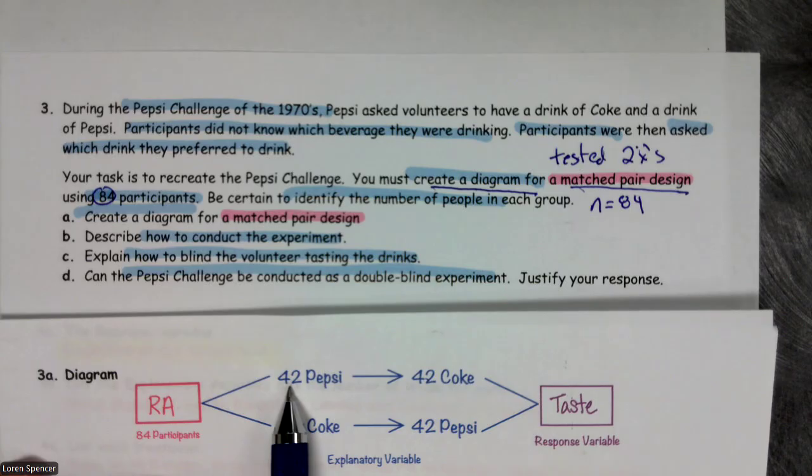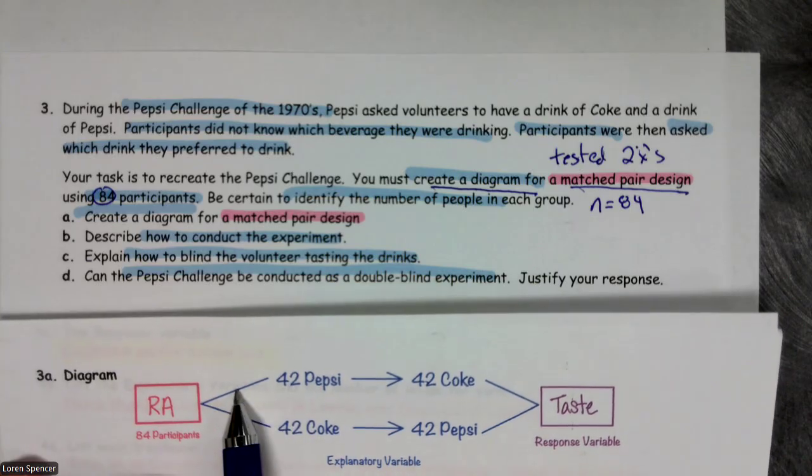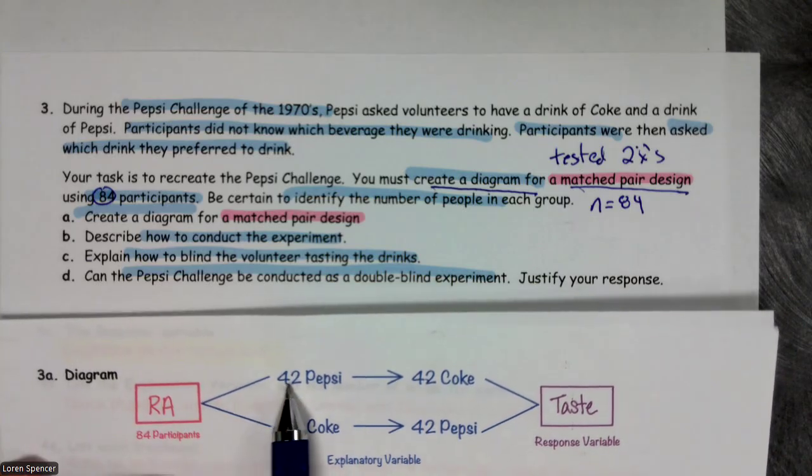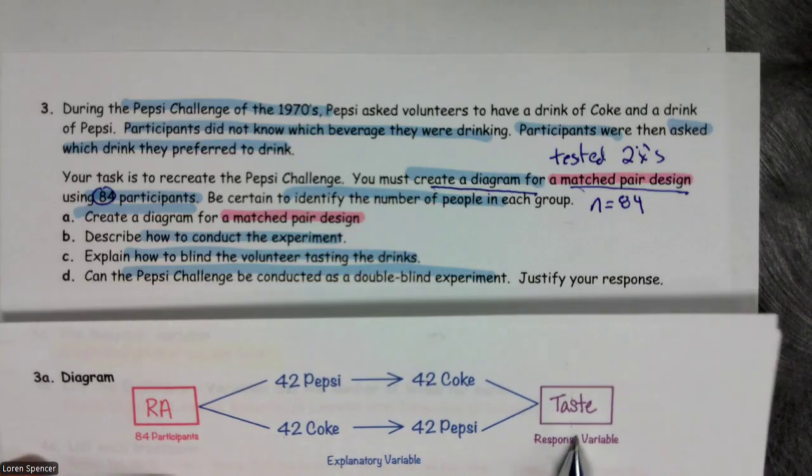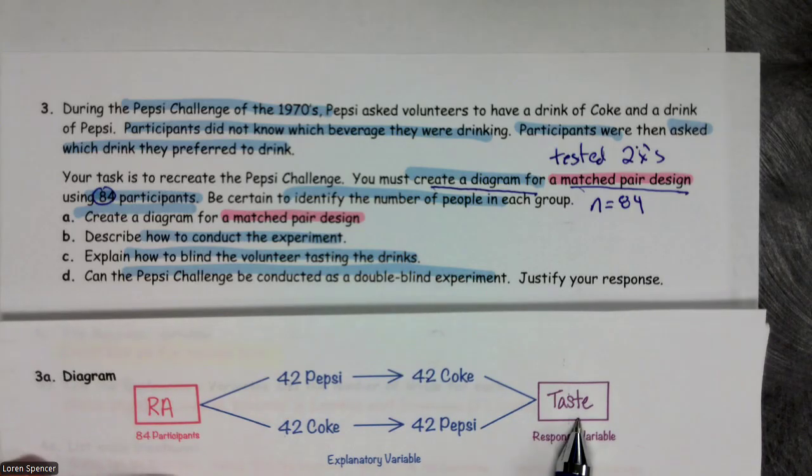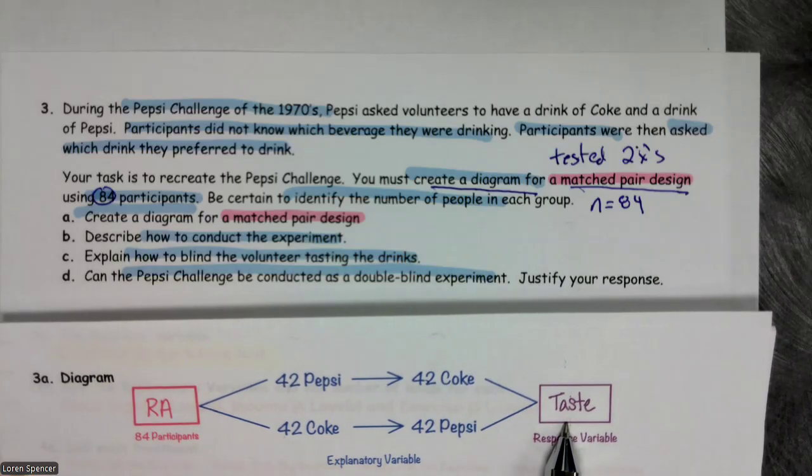So 42 will be randomly assigned to each of 2 groups. 42 will try Pepsi, followed by Coke. The other 42 will try Coke, followed by Pepsi. At the end, we ask which one they prefer. So our response variable is which one tastes better. That's our diagram.